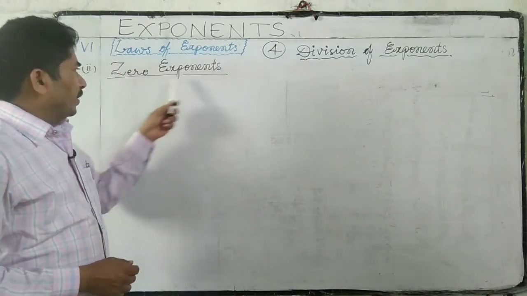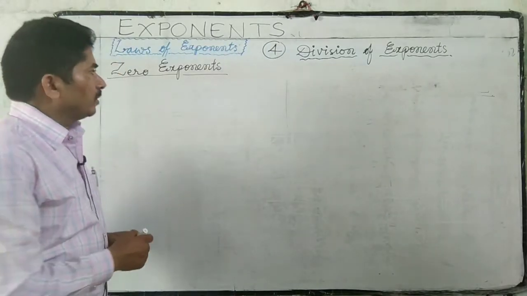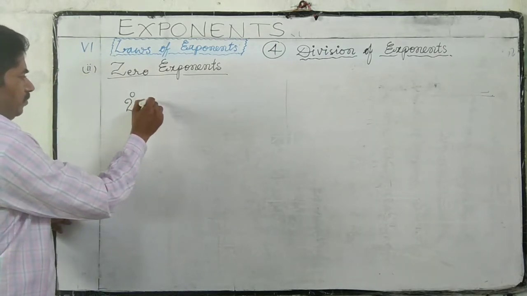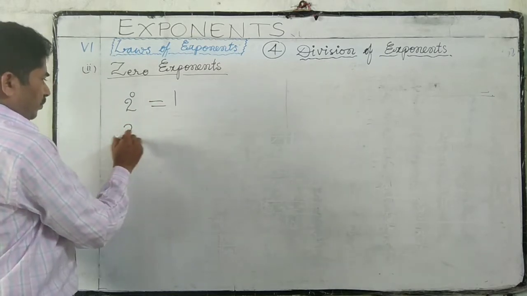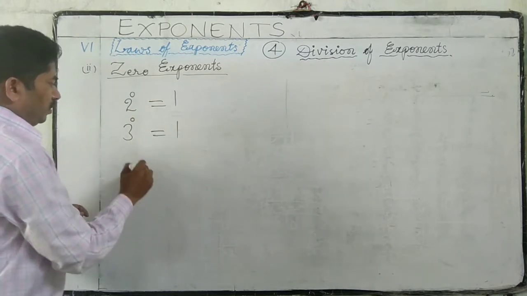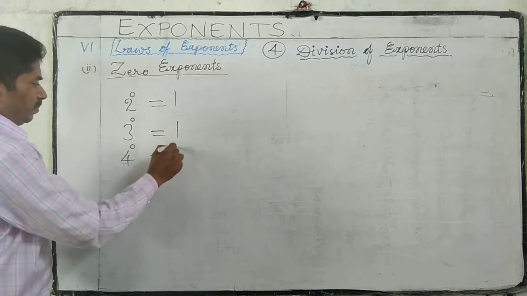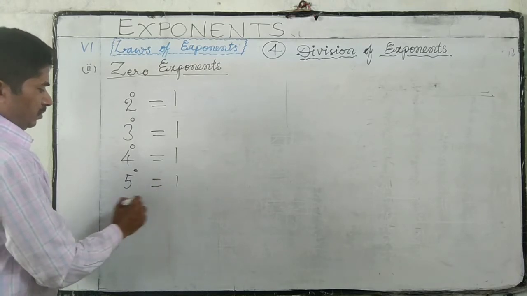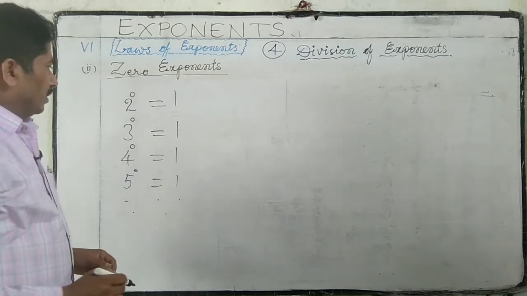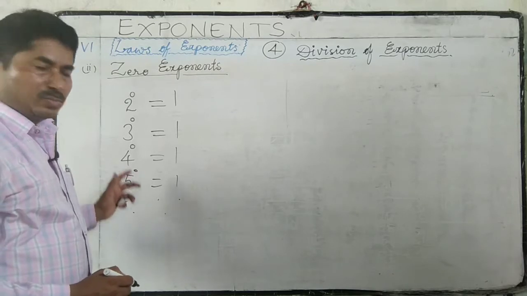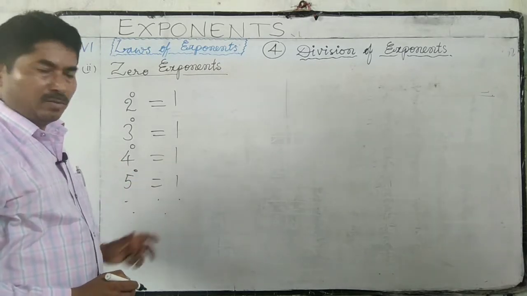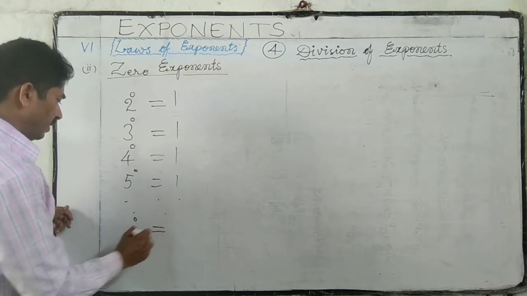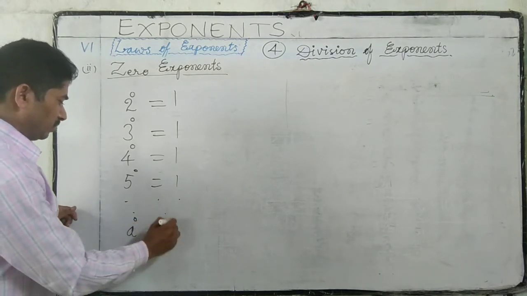Next, zero exponents. We already got this: 2 to the power of 0 is 1, 3 to the power of 0 also is 1, 4 to the power of 0 we can write 1, 5 to the power of 0 also 1. So like this, if there is a zero exponent, we can write 1. So for any number a, a to the power of 0 is equal to 1.